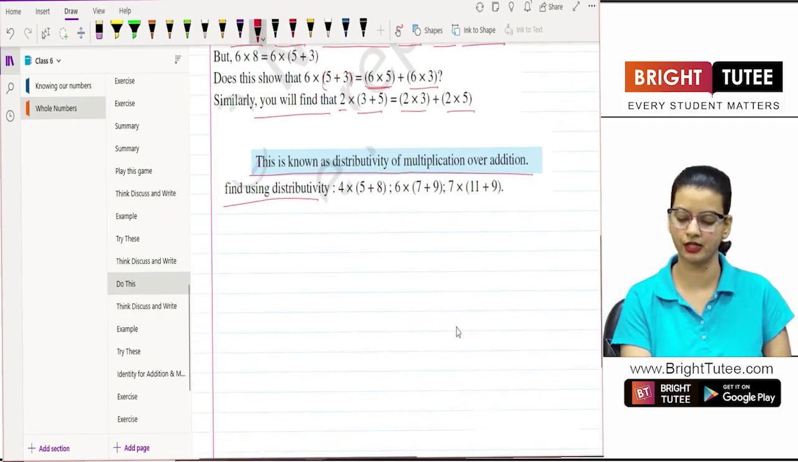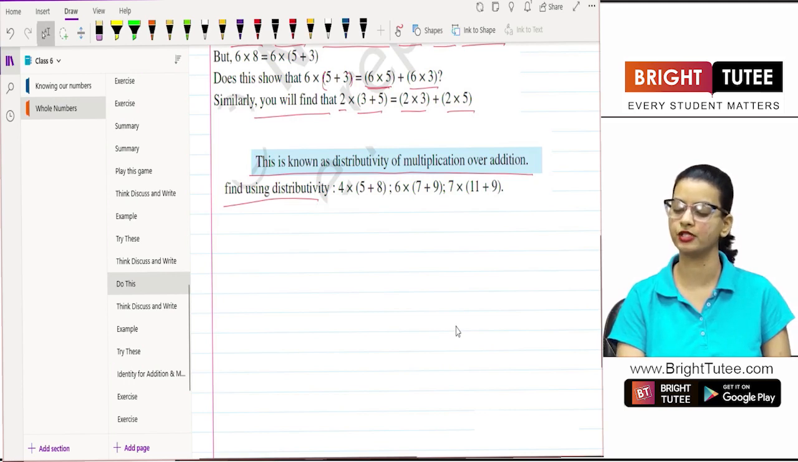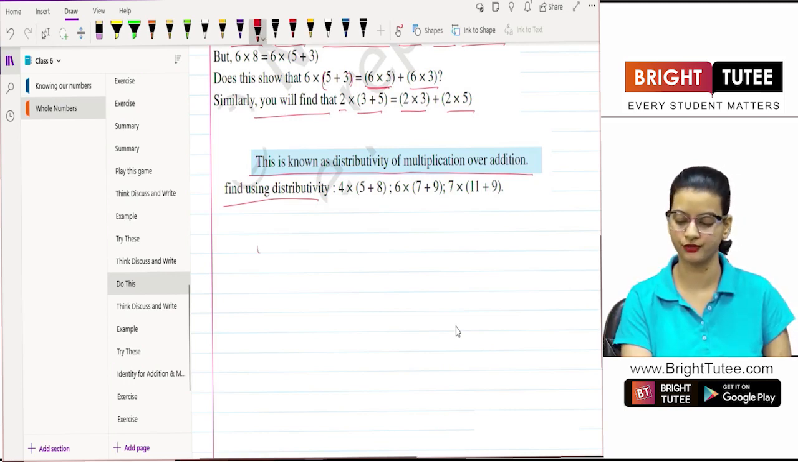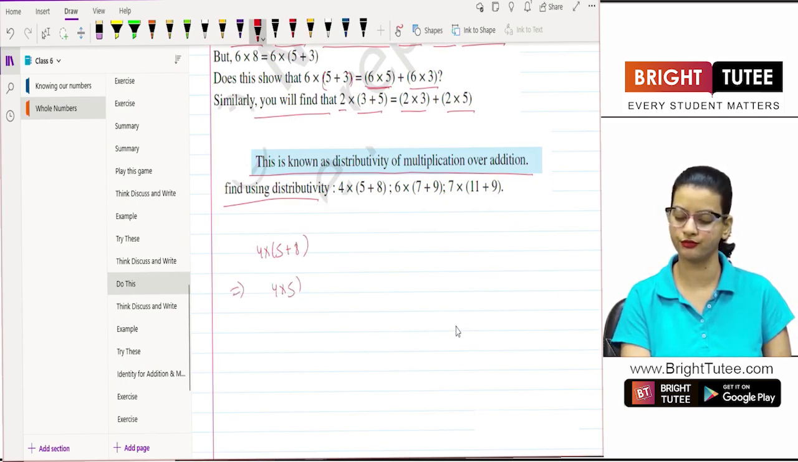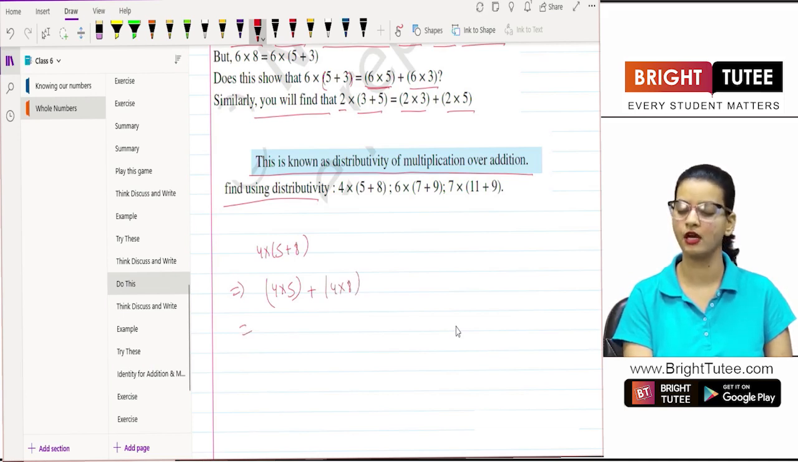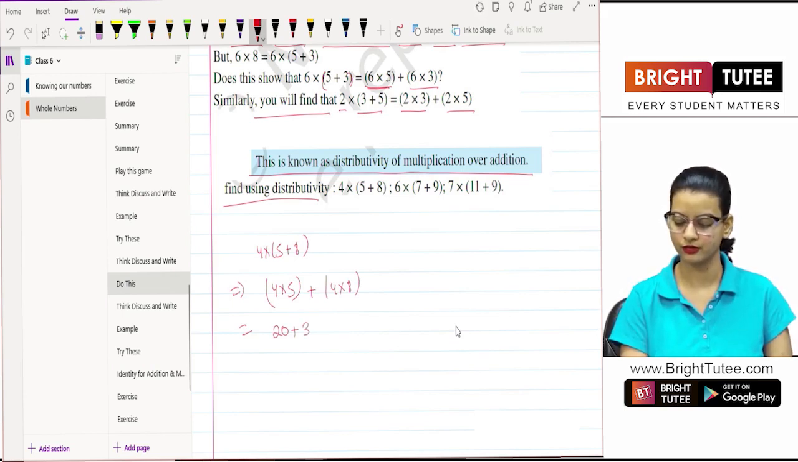Now we have to find the value of these. Okay, so let's try it out. We have to find the value of these using distributivity of multiplication over addition. So we have 4 into (5 plus 8). This gives me 4 into 5 plus 4 into 8. 4 into 5 is 20 and 4 into 8 is 32. So this is 52.